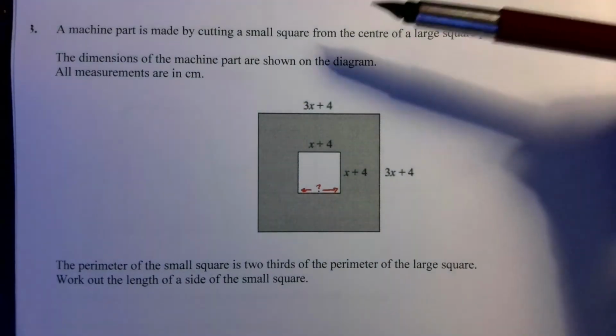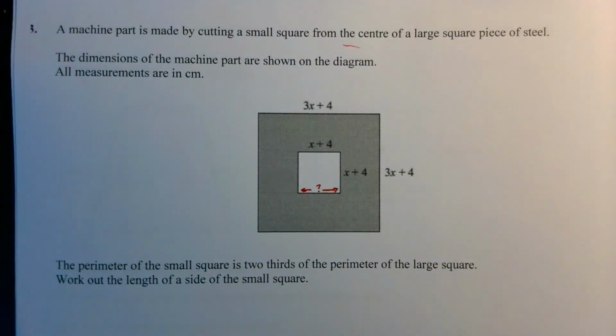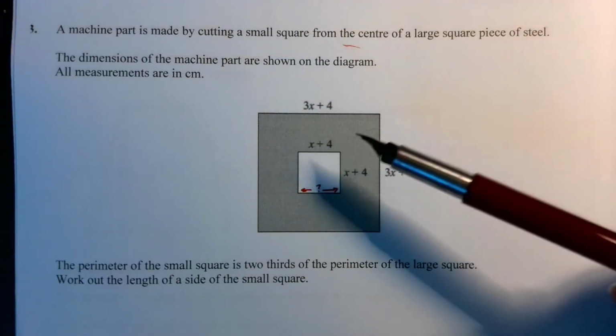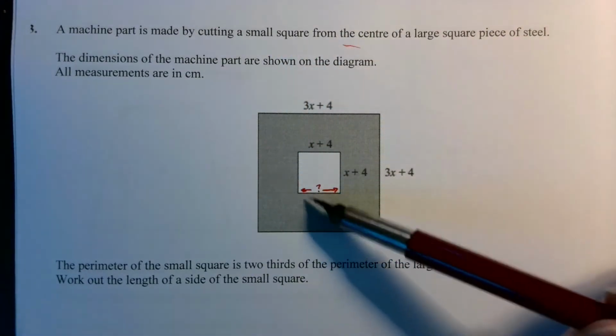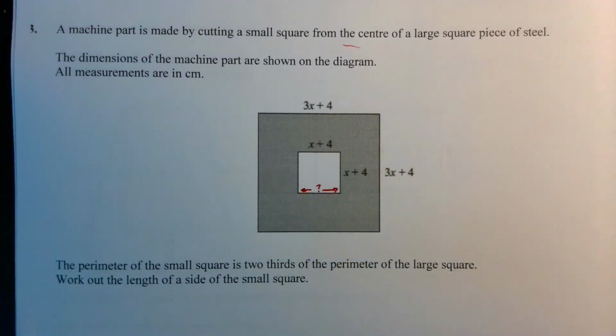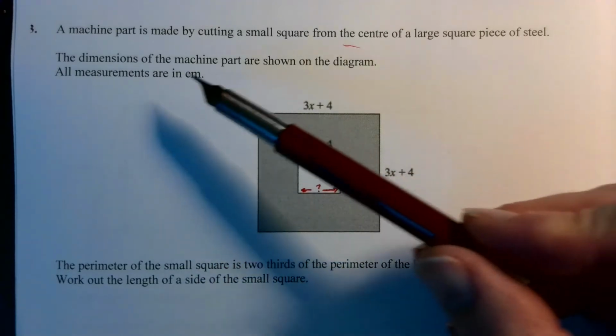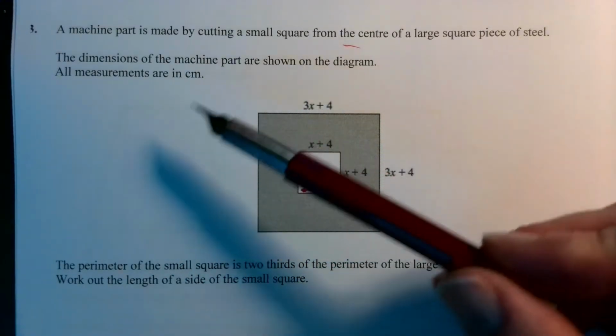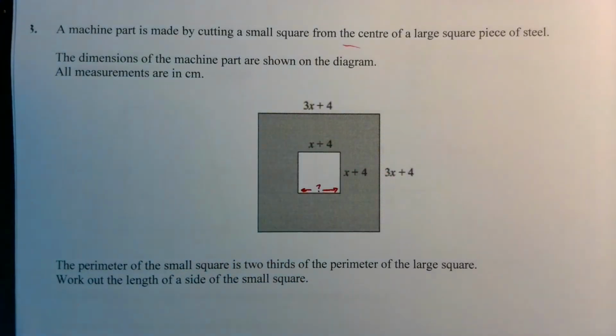Now the beginning bit up here is just setting the scene really. They're just saying that the machine part is made by cutting a small square. So this square's not here, this is all metal, a square with a square punched out of it. This bit where it says the dimensions of the machine part are shown in the diagram, all measurements are in centimetres. That bit's important, that'll come in at the end.